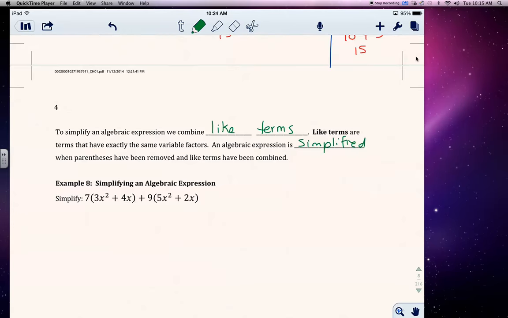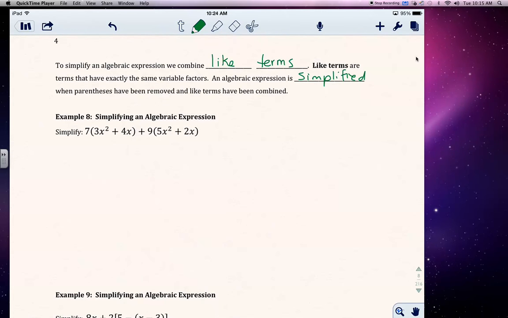So this is example 8. Simplifying an algebraic expression. Simplify the following. Now, if we look at this carefully, looking at what we talked about a second ago, we cannot do anything inside these parentheses. Those aren't like terms. The variable factors are not the same. So this is a great example of why we use the distributive property. We're going to go ahead and distribute.